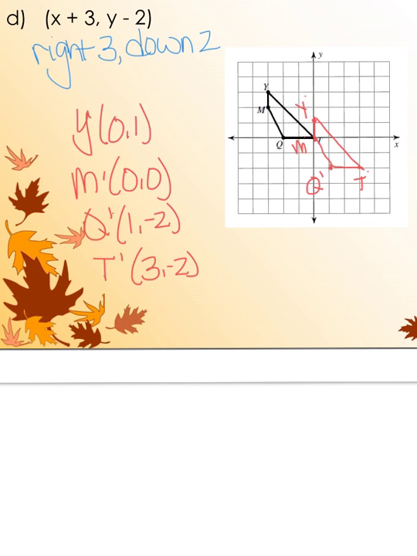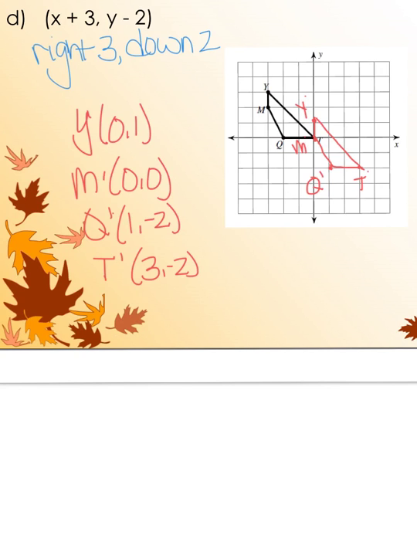All right, when you're all done, here's what you should have ended up with. Your figure would have shifted to the right and down a little bit. Again, it looks almost identical to what it was here. It won't be perfect because we have human error, and I'm not using a ruler to make straight lines. But you can see the same general shape, same orientation. And you should have the following ordered pairs: Y prime at 0, 1, M prime 0, 0, Q prime at 1, -2, and T prime at 3, -2.